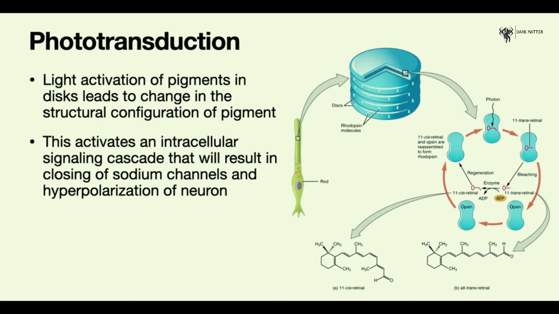So what is the role of the rods and the cones? Actually, without them, there would be no response to light because they have the ability to carry out a special function called phototransduction. So this means that they can convert light or photons into a neural signal.